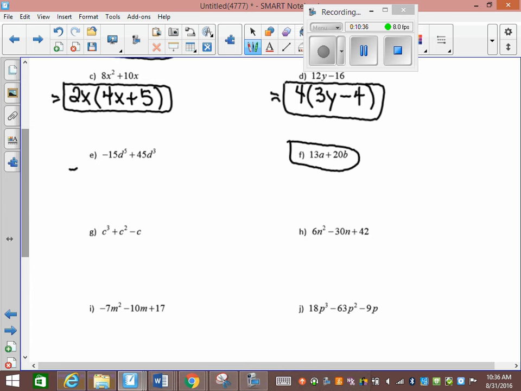We take a negative 15. If you didn't, not the end of the world. d to the 5, d to the 3, the biggest one you can take out is d to the 3. Negative 15 divided by negative 15, it cancels. d to the 5 divided by d to the 3, you have 2 left, so d squared. You take a negative out of positive 45, it actually changes the sign. So anytime you take a GCF out that's negative, every sign is going to be opposite. So this is a negative 15d to the 5, so it's positive d squared. It's a positive 45, so positive 45 divided by negative 15, you're left with negative 3. d cubed divided by d cubed cancels. That's it.